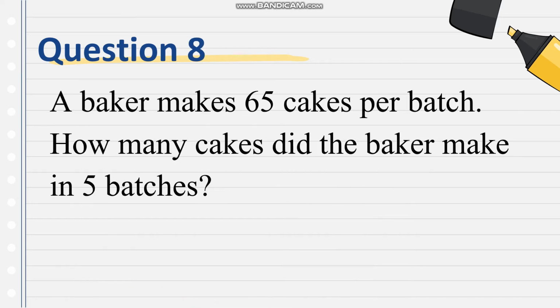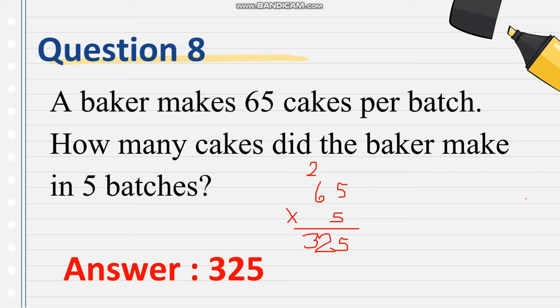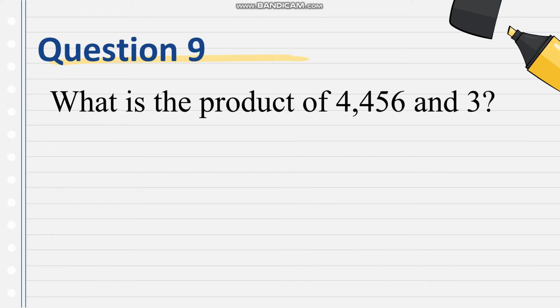So the answer is 1386. Question number 8. A baker makes 65 cakes per batch. How many cakes did the baker make in 5 batches? We simply multiply 65 multiplied by 5 to get the total. So 5 times 5 is 25, regroup 2. 5 times 6 is 30. 30 plus 2 is 32. So the answer is 325. Next question. What is the product of 4,456 multiplied by 3?